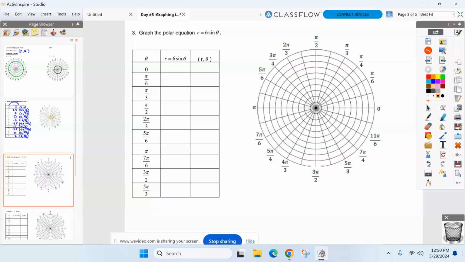All right, go ahead. Now you're doing 6 sine of these angles. Did cosine start at max? Everyone getting 0, 0? So we're going to start this at the pole. Round to the nearest tenth.